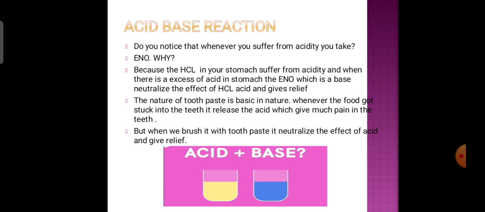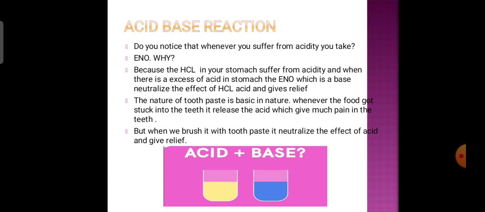Acid-base reaction. Do you ever notice that whenever you suffer from acidity, you take ENO? Why? Because acidity occurs because of the excess of acid in the stomach. The ENO, which is mild in taste, neutralizes the effect of HCl acid and gives us relief.